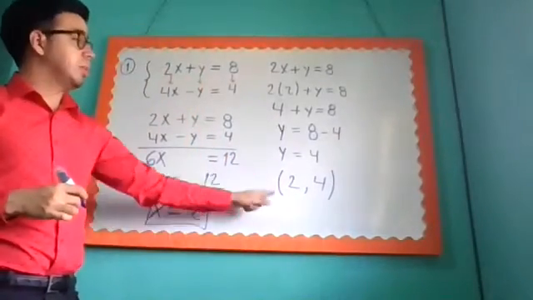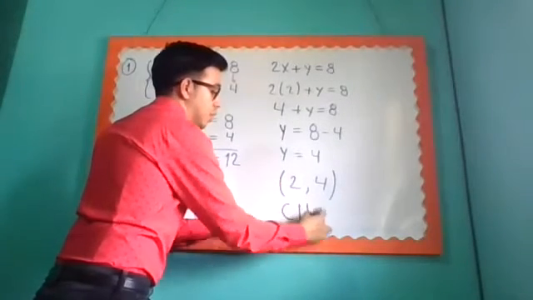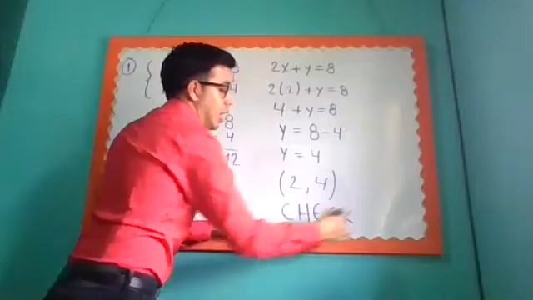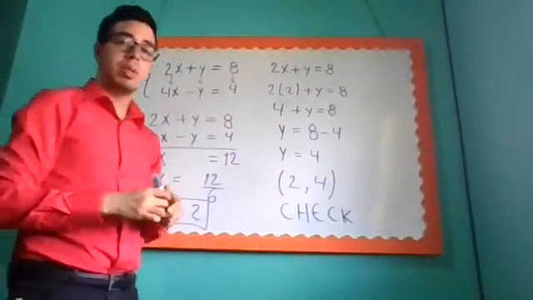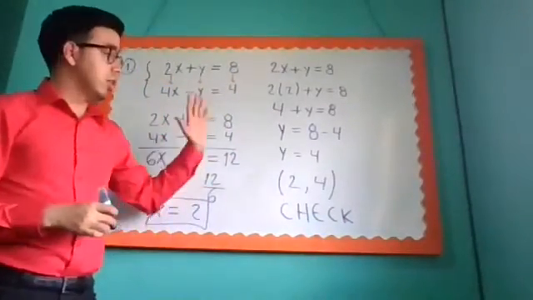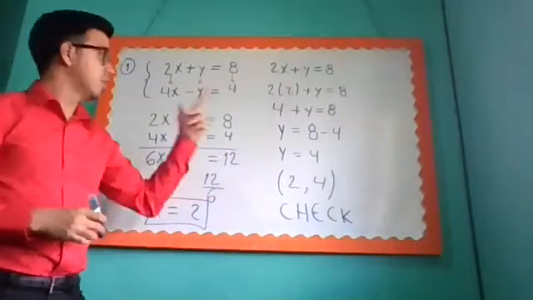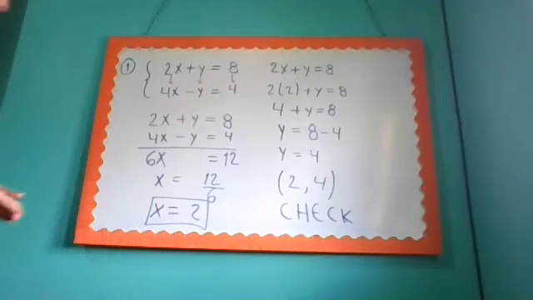It's important that when we obtain this possible solution, we need to check. In the book, they don't check. Maybe they assume that you know you need to check the answer. But to be sure that this is the solution, we need to replace it. So if you already copied, I'm going to erase the first part so we can check if this is the answer.